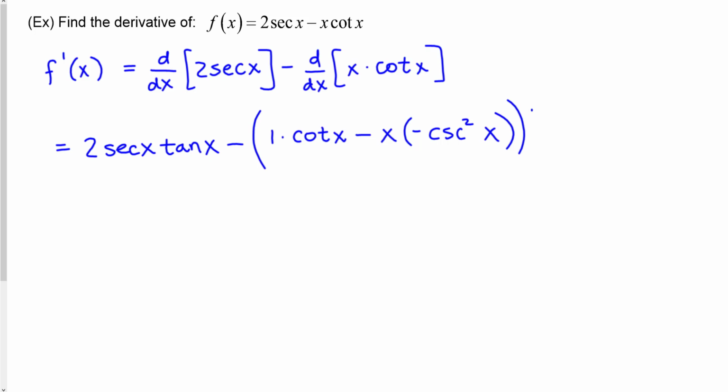Should clean things up here, and shouldn't take much effort to do. So 2 secant x tangent x minus the cotangent of x. And, well, actually, I was going to write that as a plus because I have a negative on the outside of these parentheses that would distribute, but there's also another negative on the inside, so I have 3 negatives here, which an odd number of negatives results in a minus. So it's going to be minus x cosecant squared x. And that's my final answer.